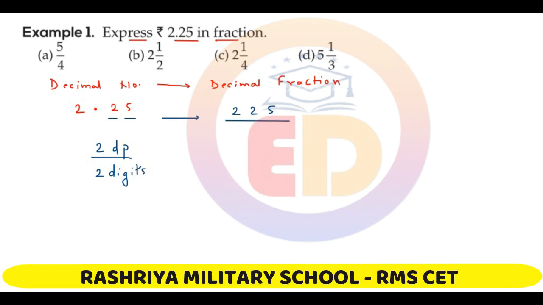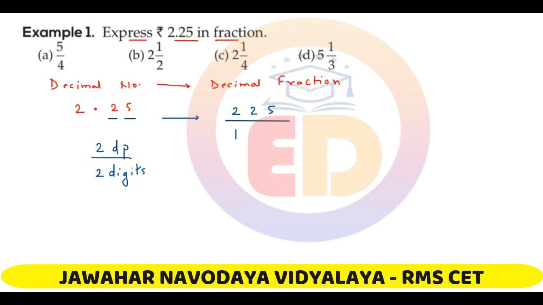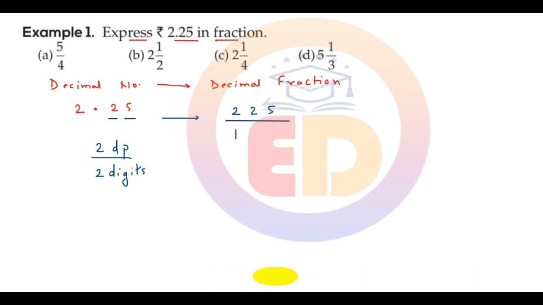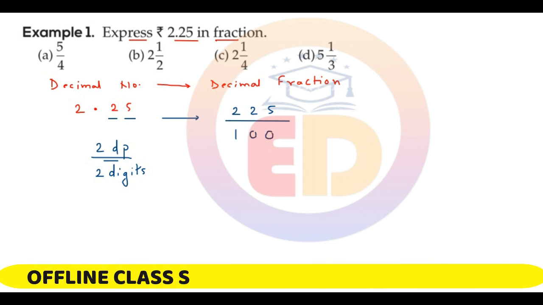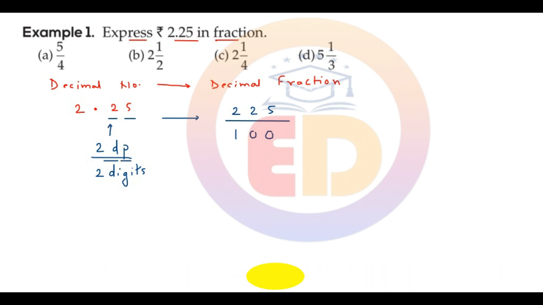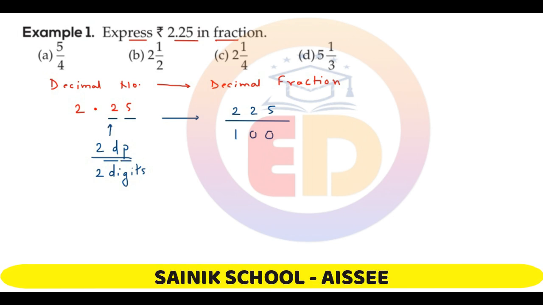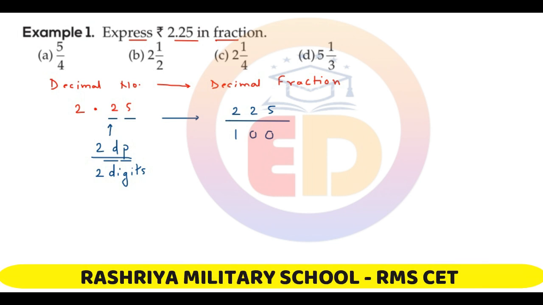Upon, first write down 1 in the denominator, and since there are 2 decimal places, write down 2 zeros on the right side of 1. Now why we have taken 2 zeros after 1 is because there were 2 decimal places in 2.25. So we have written 2 zeros after 1. Now it is a decimal fraction.